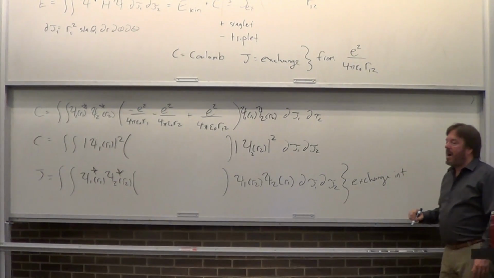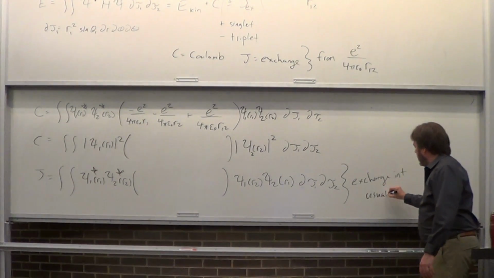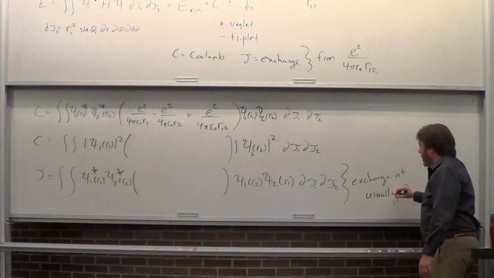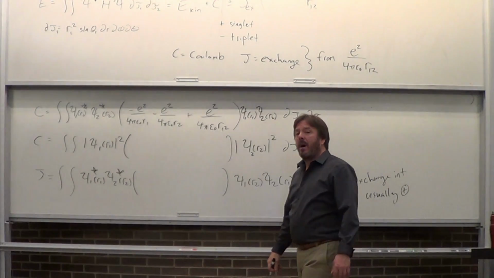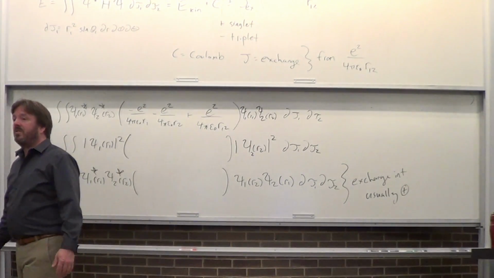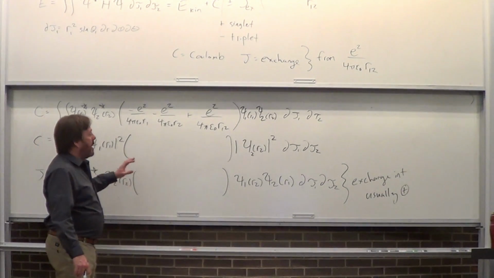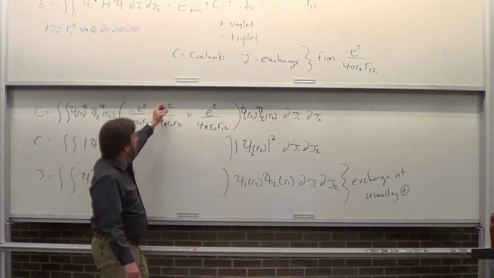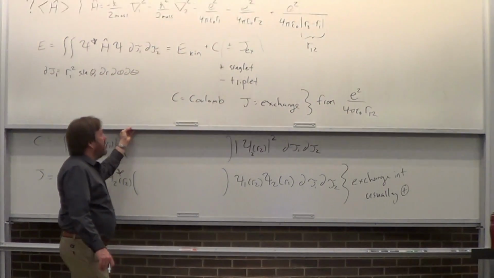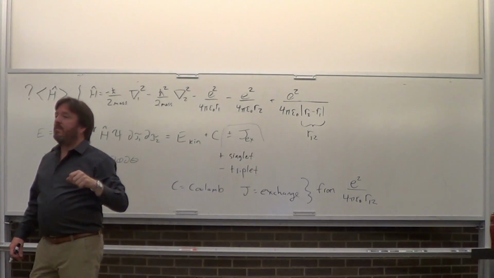Now, it tends to be positive. So it's usually, I can't give you platitudes at this point. I can't say it's always positive. These are way too complicated. There's no way to predict this except to just do them, especially when we're getting past H minus and helium. But it tends to be positive. It certainly contributes to the energy. And what it causes is it causes triplets to be lower in energy.